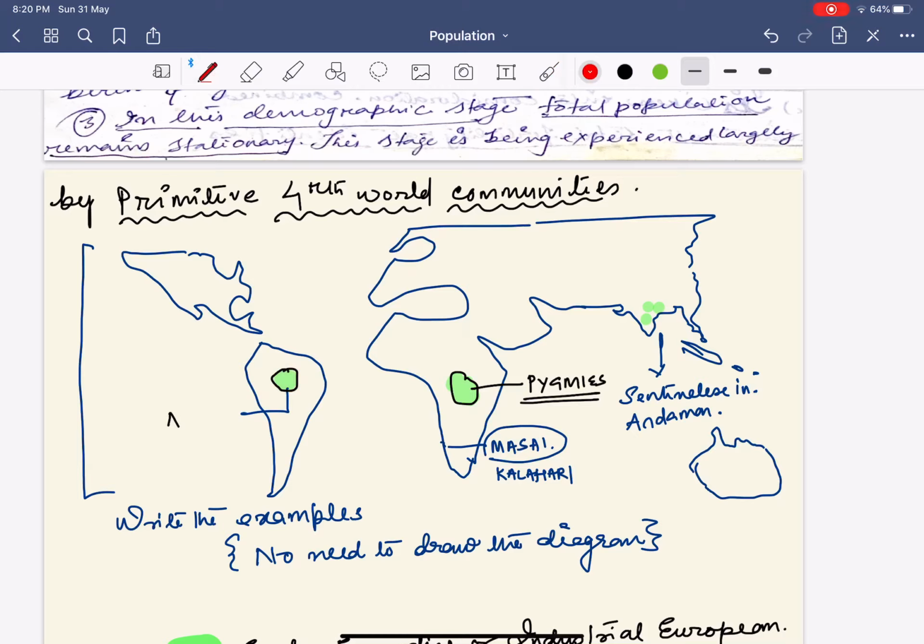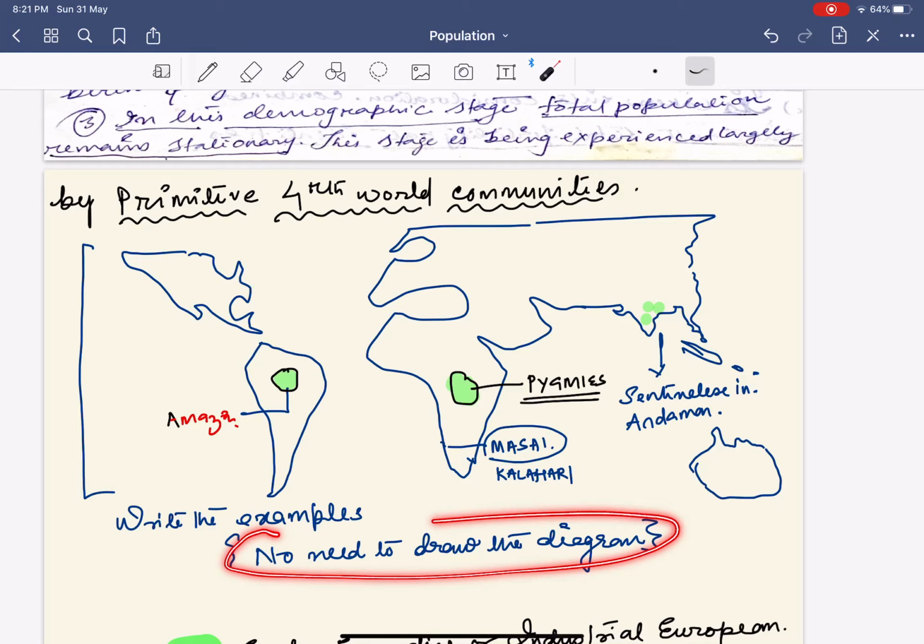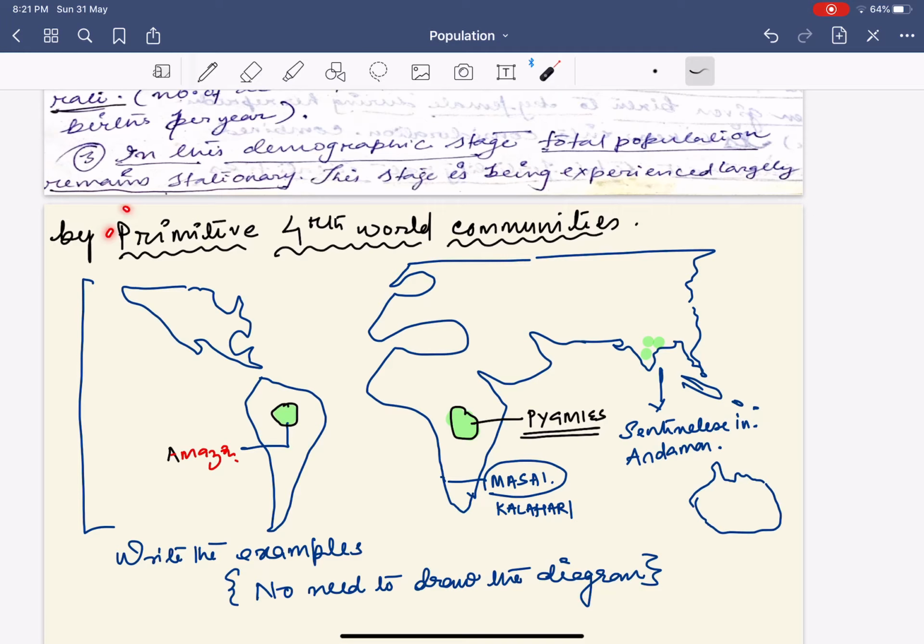This is nothing but your Amazon. Again, we have over here your pygmies in the Congo. We have the Maasais in Kalahari, and none other than the Sentinelese in Andaman. These are some of the examples that I have given. Now, even I have written it over here. Please, you do not need to draw this diagram, and writing only the primitive fourth world community would be more than enough for the examiner to understand that you have done this. But this entirely is to explain it to you.